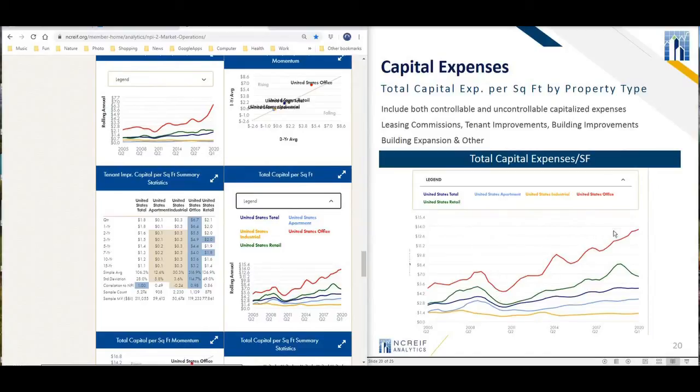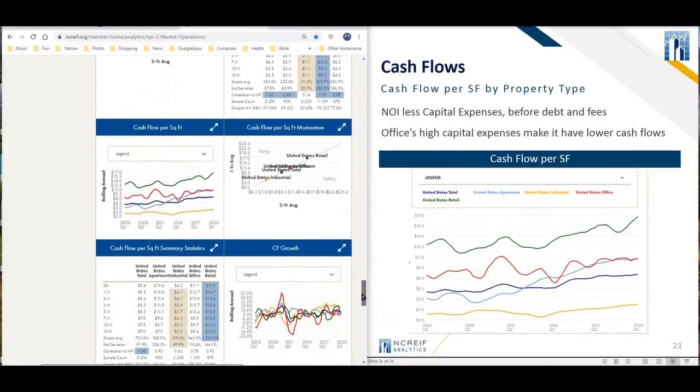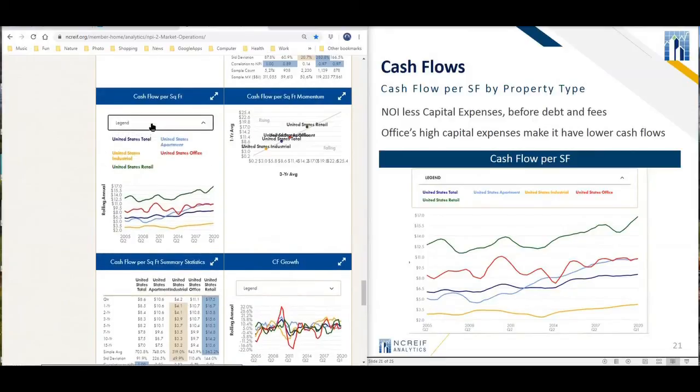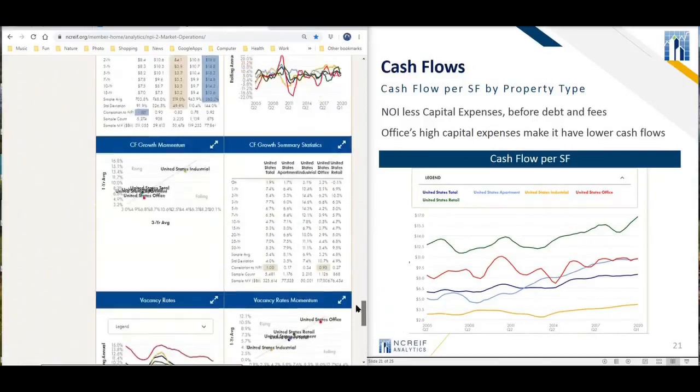NOI less capital expense yields cash flow or cash income per square feet before debt and fees. Offices' high capital expenses make it have lower cash flows. We can see that ratio in the cash to income KPI, also known as the dividend payout ratio.